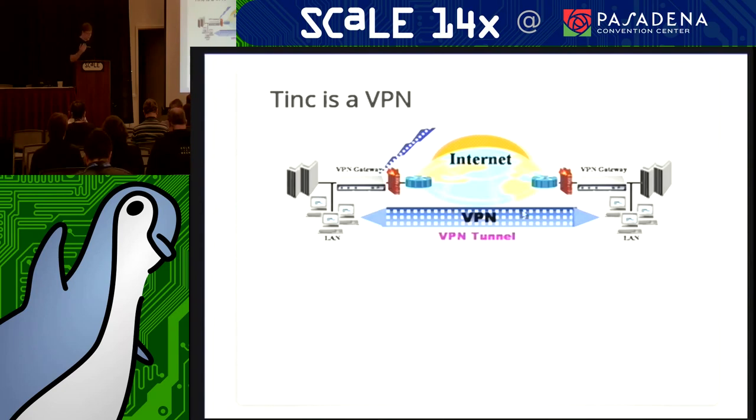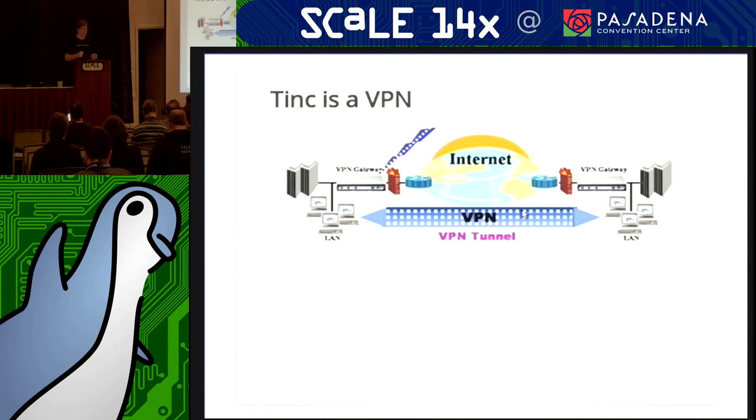Tink isn't really like your OpenVPN. It isn't like your IPsec VPN. It isn't a point-to-point kind of thing. In a traditional VPN, you have a fleet of laptops or something that all connect to one, or maybe two in a high-availability pair, of VPN servers and then get access to a network behind that.